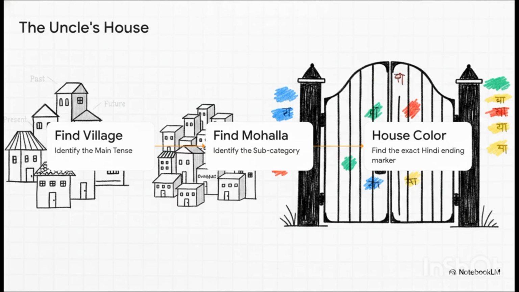Imagine you're trying to visit your uncle. First things first, you need to find his village, right? That represents our main tense. Is it present, past, or future? Okay, once you're in the village, you need to find a specific neighborhood or mahalla, which is our subcategory: indefinite, continuous, perfect, or perfect continuous. And finally, you look for the exact color of his house's gate. In grammar terms, that house color is the exact ending marker of the sentence. So you're literally just narrowing it down step by step until you arrive at the exact correct location. It's like a giant puzzle.